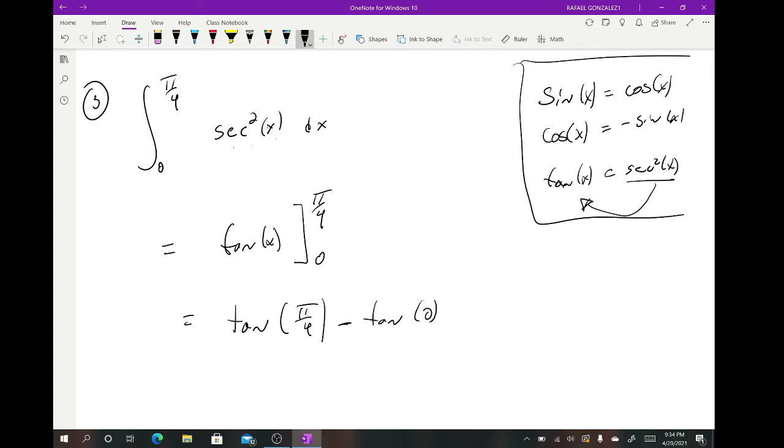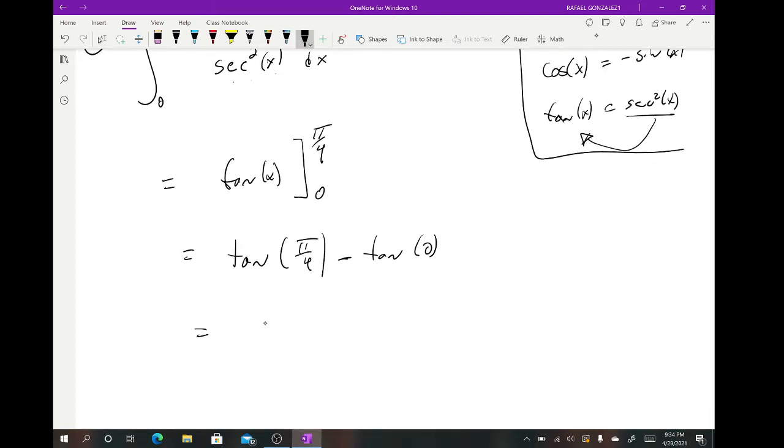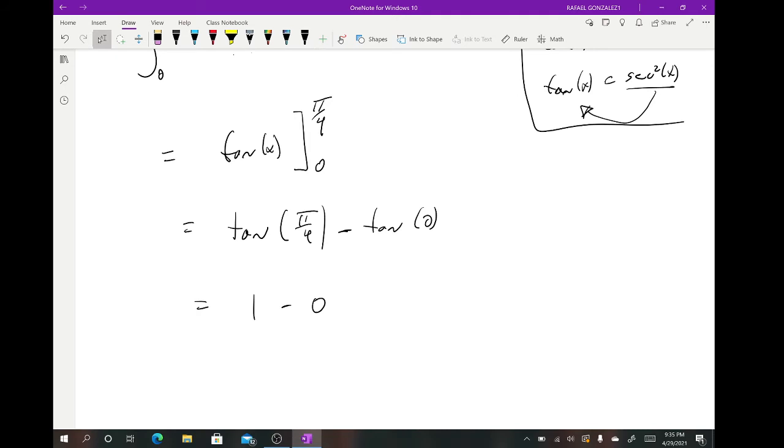It turns out the tangent of pi over 4 is 1, and tangent of 0 is 0. You can see the tangent of 0 is 0 because tangent is sine over cosine. Sine of 0 over cosine of 0 is going to be equal to 0 over 1, so that's 0. And tangent of pi over 4, if you use the reference triangles, you're going to get that the tangent is 1, because you're going to have sine of pi over 4 divided by cosine of pi over 4.